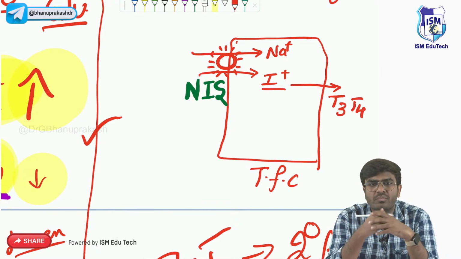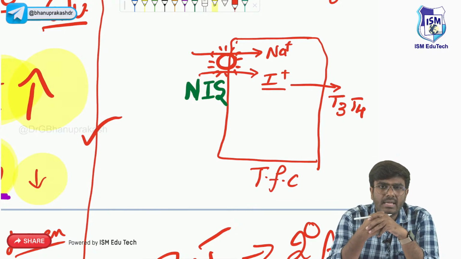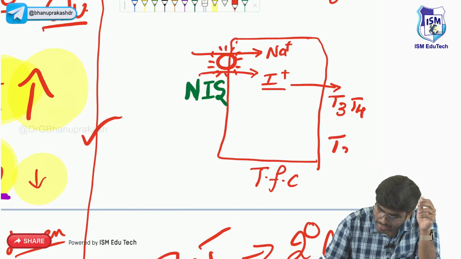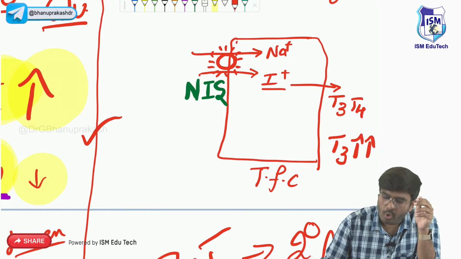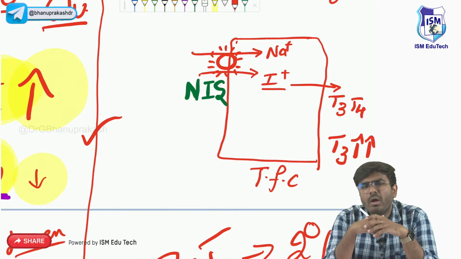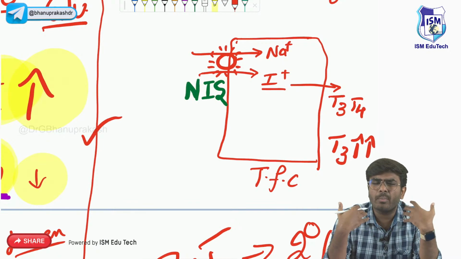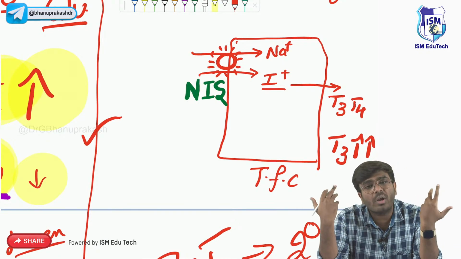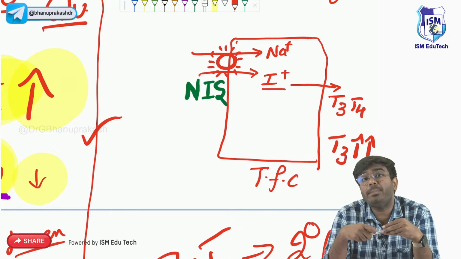My question for you, especially for the second year guys. Now, I am suffering with a condition called hyperthyroidism. More T3 is there in my body. Now, do I need further T3, T4 production in my body? Do I need extra T3, T4? Already more T3, T4 is there. I am suffering with hyperthyroidism.